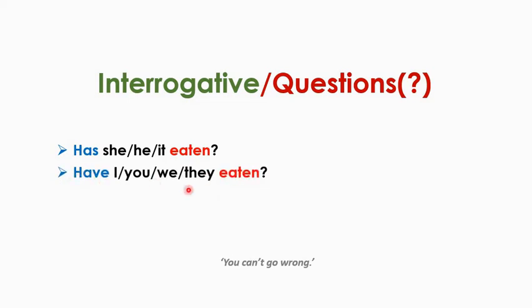Have I eaten? Have you eaten? Have they eaten? So all these are present perfect forms. Let's see the moment of truth.